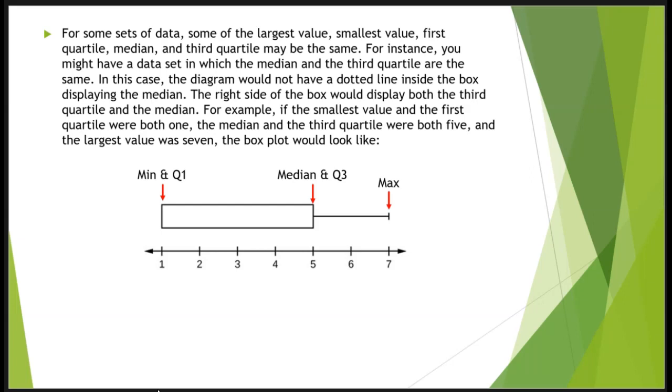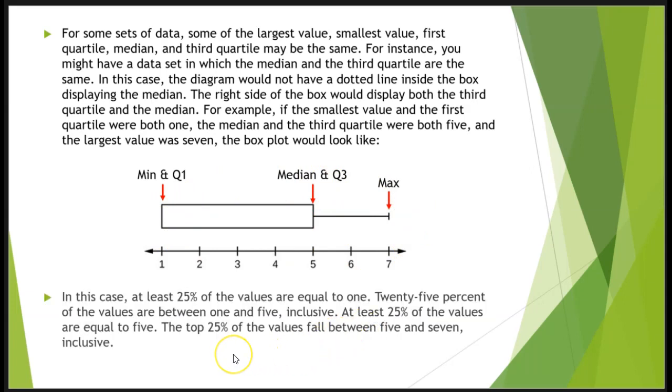So for example, if the smallest value and the first quartile were both 1, the median and the third quartile were both 5, and the largest value was 7, this is what the box plot would look like. So in this case, at least 25% of the values are equal to 1. 25% of the values are between 1 and 5 inclusive, and at least 25% of the values are equal to 5. And the top 25% of the values fall between 5 and 7 inclusive.